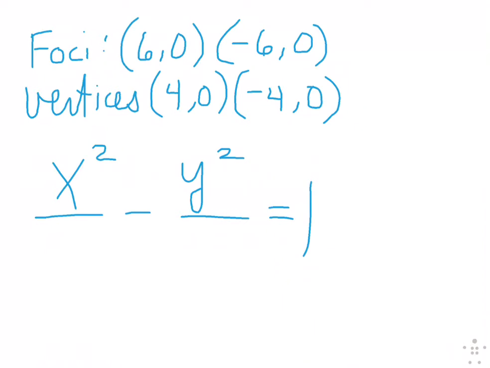So the vertex for this was 4 or negative 4. What's 4 or negative 4 squared? 16. So I know that part. The only thing I have to figure out then is what's b squared.